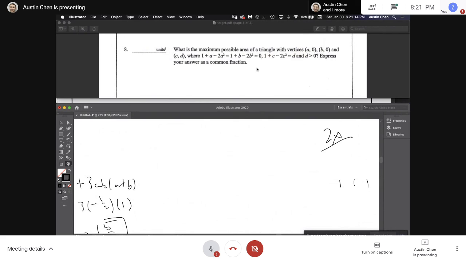What is the maximum possible area of a triangle with vertices (a,0), (b,0), and (c,d)? Where, what is that? Okay. 1 plus a minus 2a squared equals 1 plus b minus 2b squared equals 0, and 1 plus c minus 2c squared equals d, and d is greater than 0. Express your answer as a fraction. Okay, well, I guess start by drawing the triangle. Oh, no, the vertices are, okay.